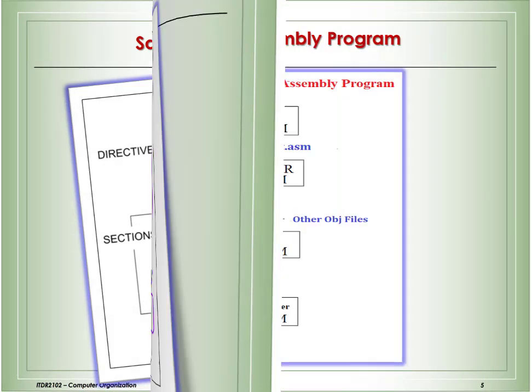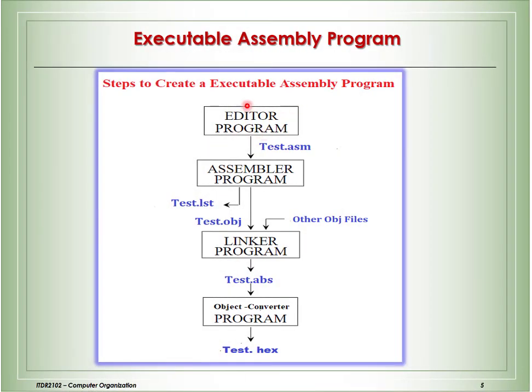Now here you will see how the assembly program is executed. First of all, you need to write an assembly program in the editor, and for the extension you can use test.asm. Then this test.asm file is loaded into the assembler program, and the assembler generates two files. One file is called test.lst, and the other is called test.obj, meaning object.